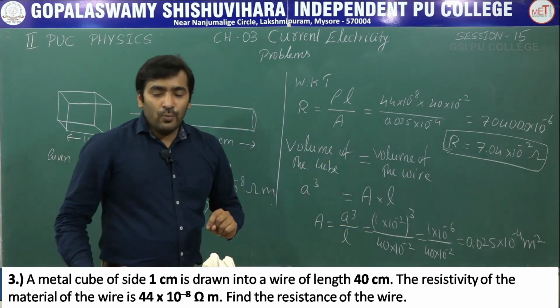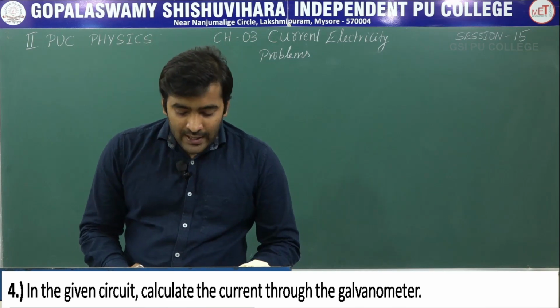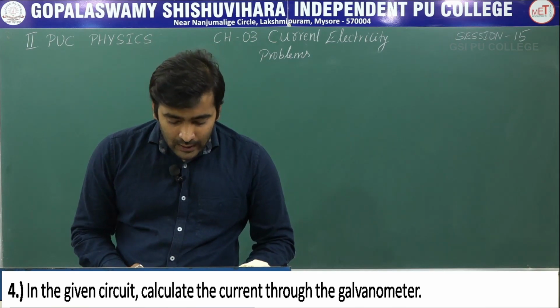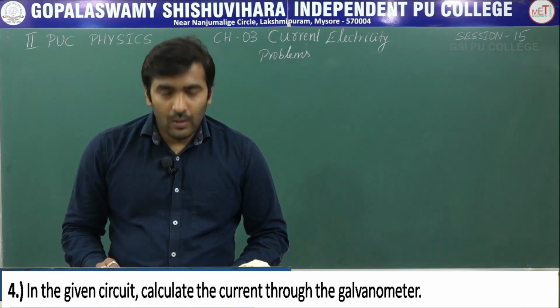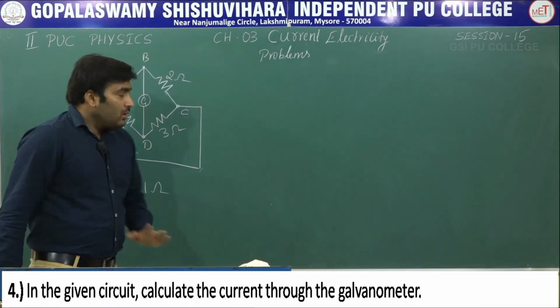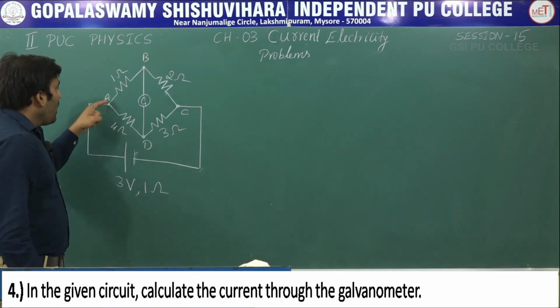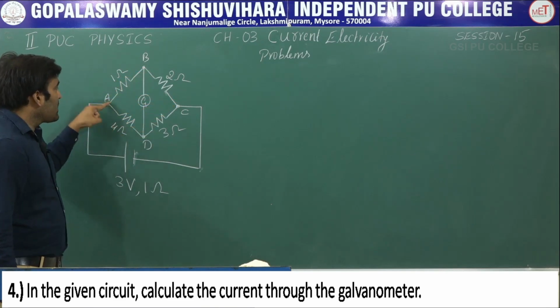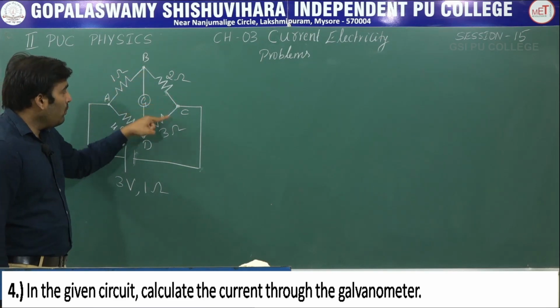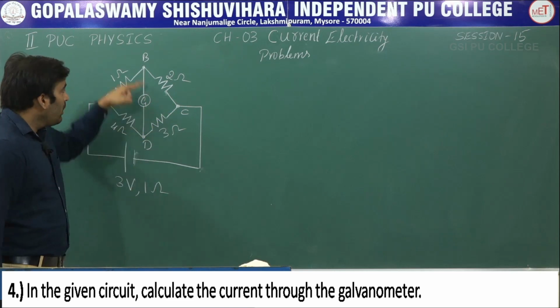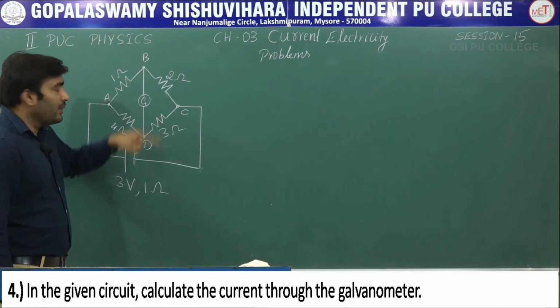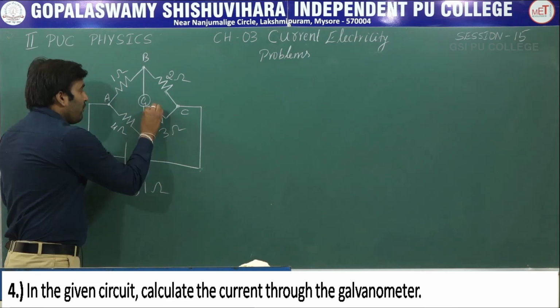We'll move on to the next one now. The next problem is, in the given circuit, calculate the current through the galvanometer. Let's write the circuit now. The circuit will be like this. Along the quadrilateral ABCD, we have resistors 1 ohm, 2 ohm, 3 ohm and 4 ohm. And along the diagonal BD, we have a galvanometer which has a resistance of 5 ohm.